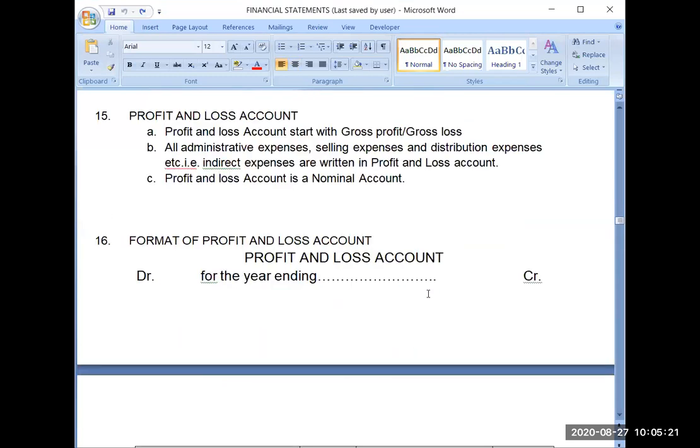Okay, now the next topic is profit and loss account. So after trading account, we will prepare profit and loss account, and it always starts with gross profit or gross loss. Can you tell me in which account we were calculating gross profit and gross loss? How will we come to know about gross profit and gross loss? Because we have to start profit and loss account from gross profit. So for the starting of gross profit, we should know from where I will get the gross profit.